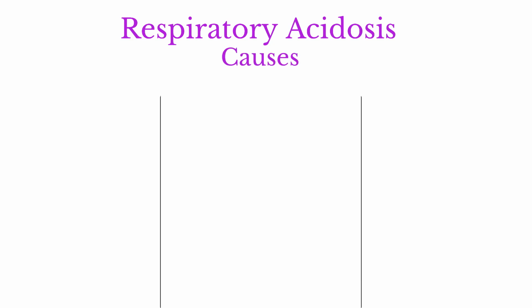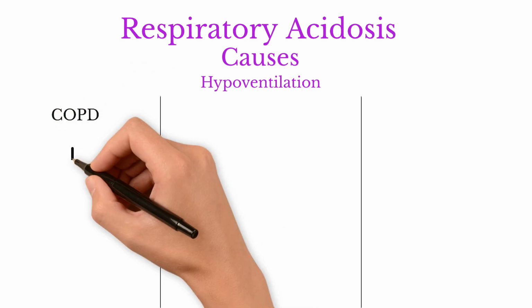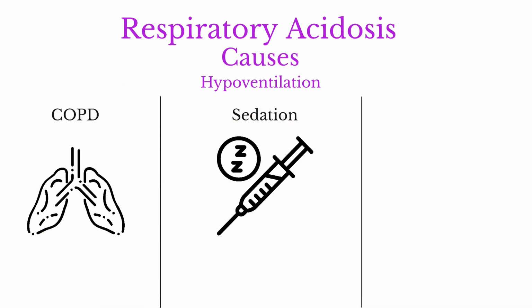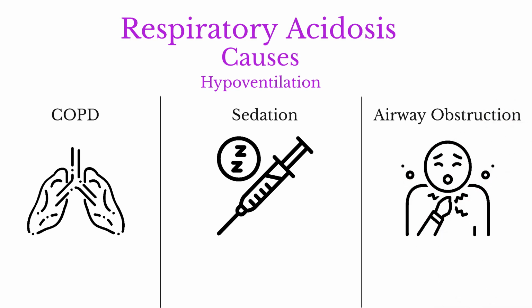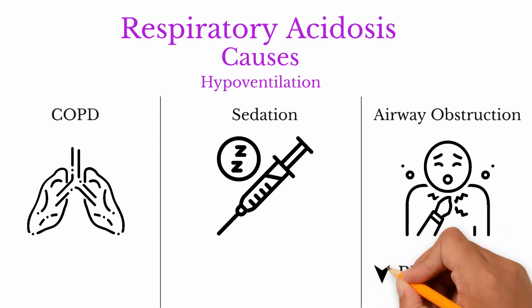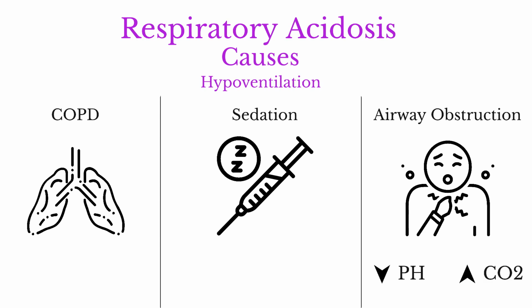Now, let's talk about respiratory acidosis. What are the causes? Hypoventilation. Patients are not breathing deeply enough. It may be as a result of COPD, sedation, or airway obstruction. It means these patients are retaining CO2. They are not breathing deeply enough to expel enough CO2. The pH is low and the CO2 is high. They are saying they can't catch their breath, and then the CO2 builds up.